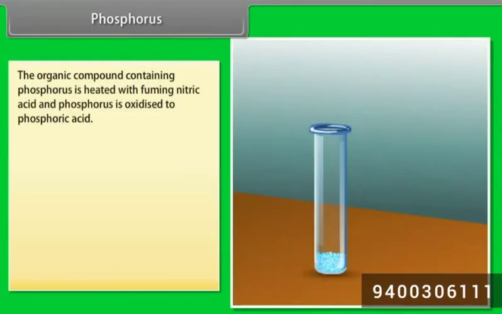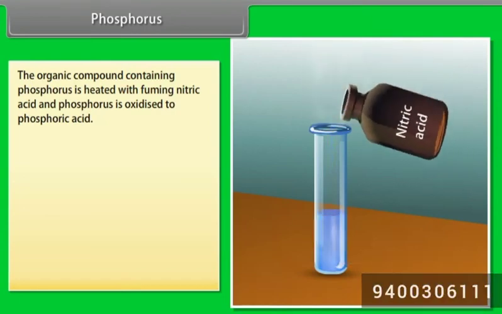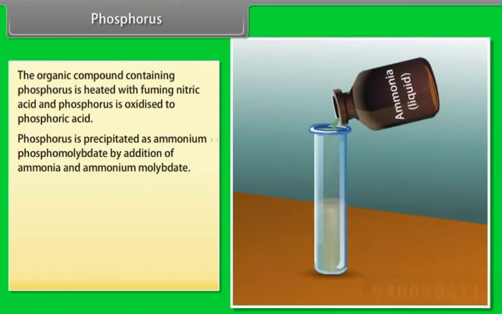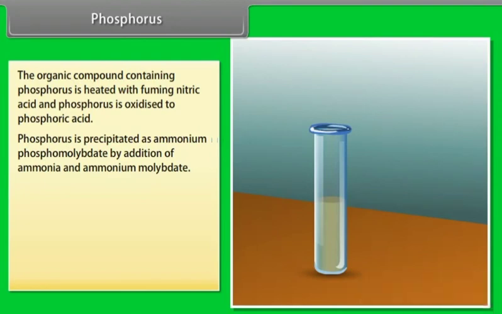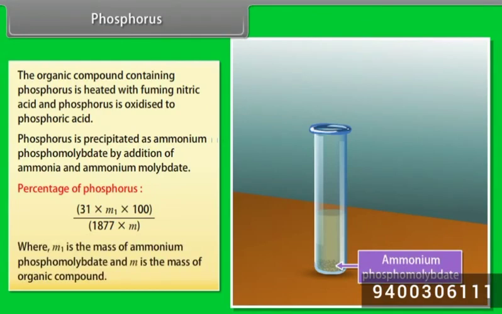Phosphorus: the organic compound containing phosphorus is heated with fuming nitric acid and phosphorus is oxidized to phosphoric acid. Phosphorus is precipitated as ammonium phosphomolybdate by addition of ammonia and ammonium molybdate. Percentage of phosphorus: 31 × M1 × 100 / 1877 × M, where M1 is the mass of ammonium phosphomolybdate and M is the mass of organic compound.